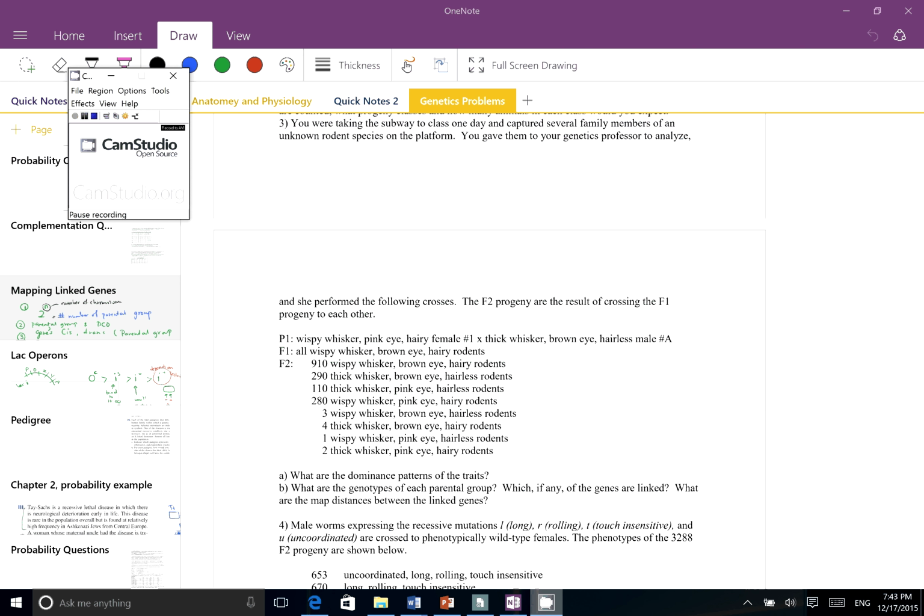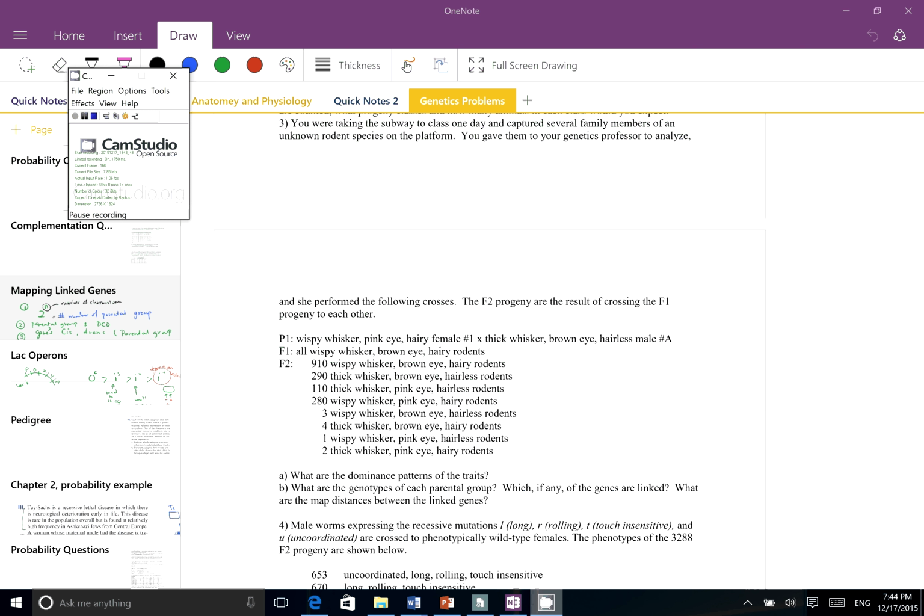Okay, so here's the third question for mapping linked genes, and remember all these are from the homework. I didn't put the stuff from the optional. I'll start doing the optional afterwards, but let's focus on this.